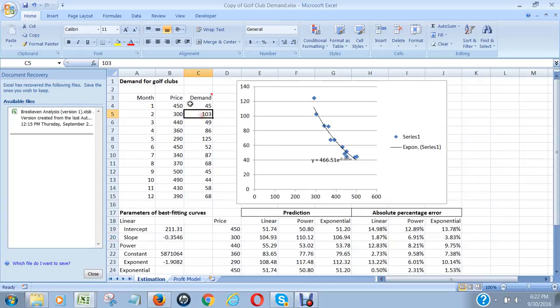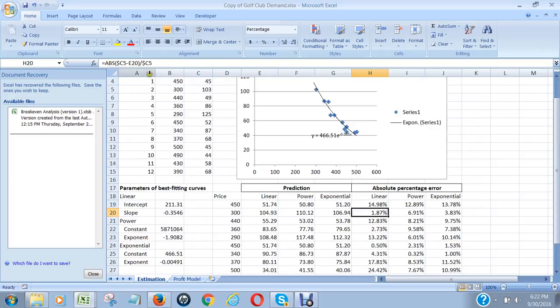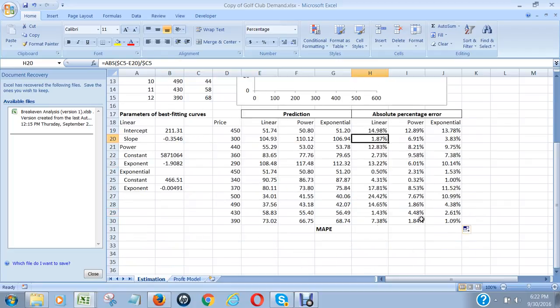C5, which is 103, minus C20, which is 104.3, divided by C5 again, which is this right here. That gives us an error of 1.87%. So that really saved us a lot of time in copying by using that partially absolute cell address, which I'll call a semi-absolute cell address.